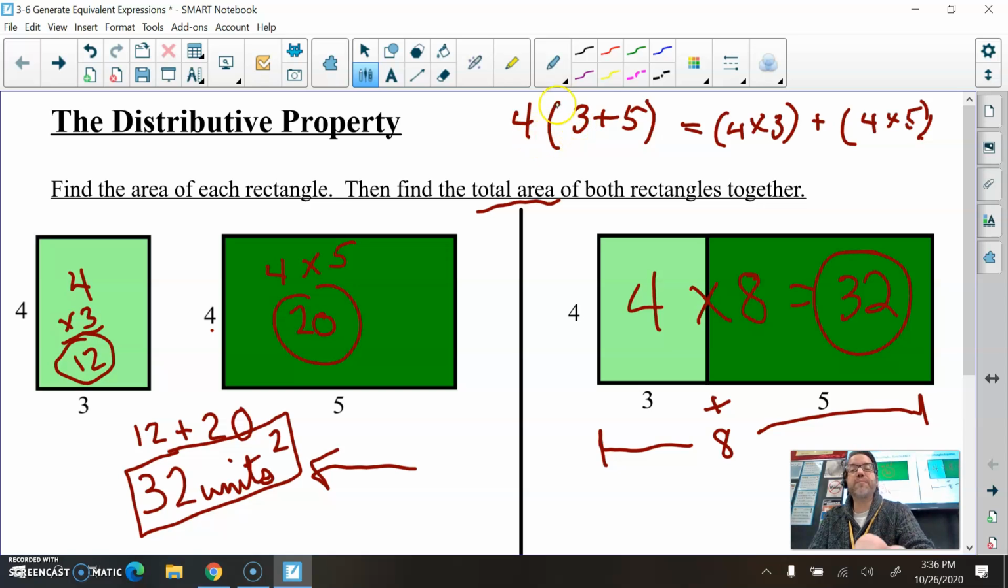So 4 times this quantity, I always use the word quantity when I'm talking about something that's in parentheses here, that's being added or subtracted, the quantity. 4 times the quantity of 3 plus 5 is the same thing as taking 4 times 3, and then taking 4 times 5, and then adding those results together. That's the distributive property. How is this useful for us? How can this help us do mental math?